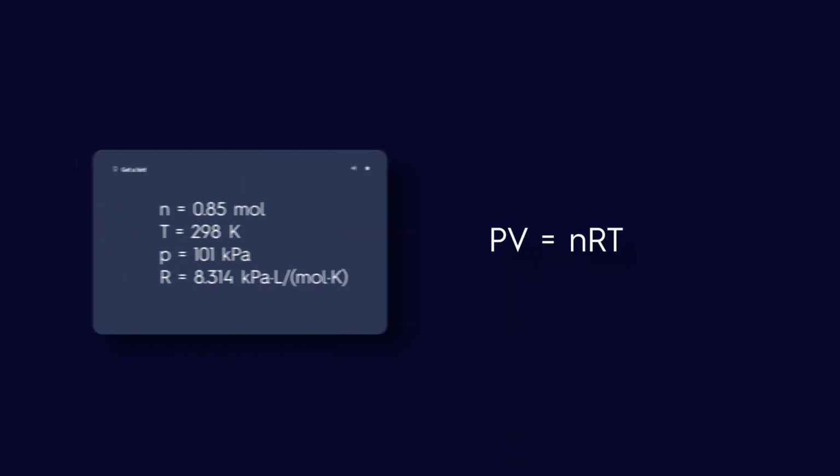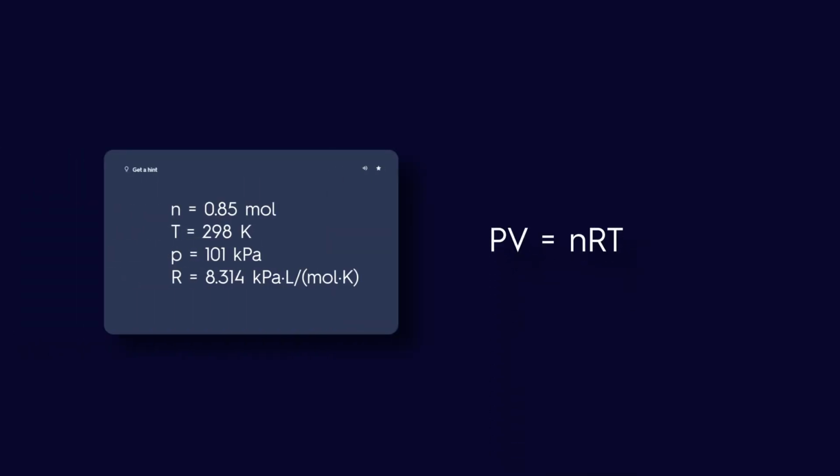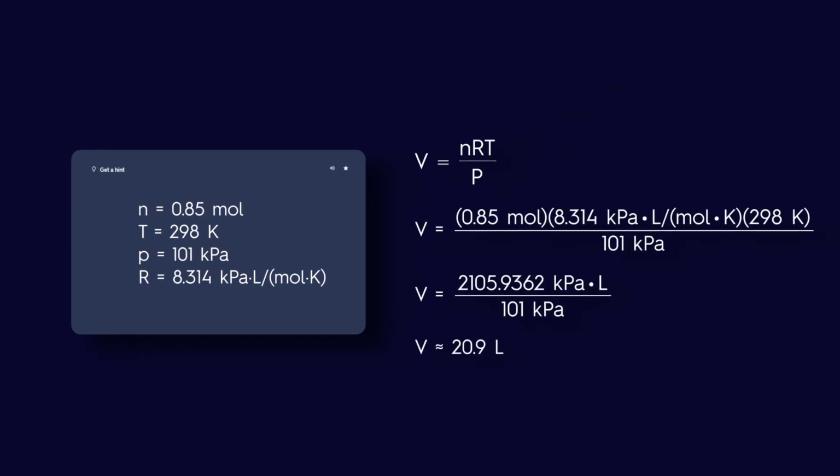Let's apply the ideal gas law to find volume. You have 0.85 mole of gas at 298 Kelvin and a pressure of 101 kilopascals. Using R equals 8.314, volume equals nRT over P, about 20.9 liters.